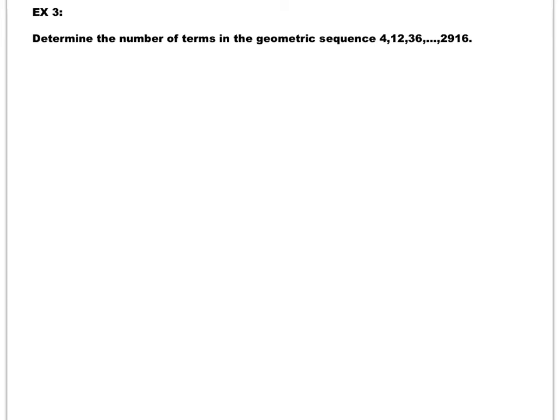The next question says, determine the number of terms in the geometric sequence 4, 12, 36, and the last term is 2916. Since we know it's a geometric sequence, we can find the common ratio. First, the first term is 4. The common ratio r is any term divided by the previous term, so 12 divided by 4, which is the same as 36 over 12, which is going to be 3.